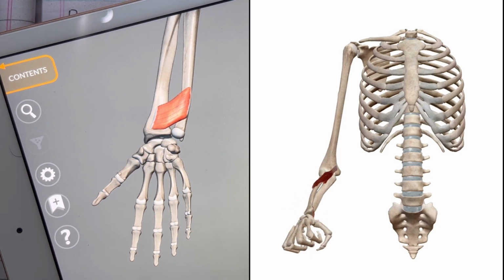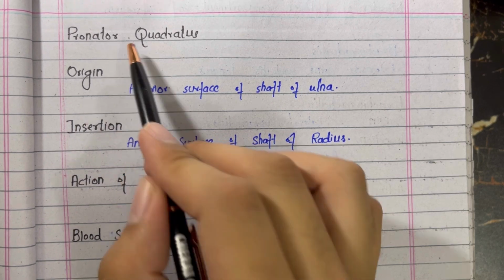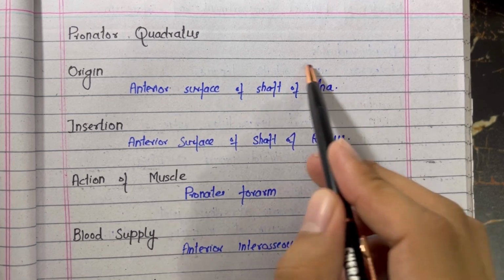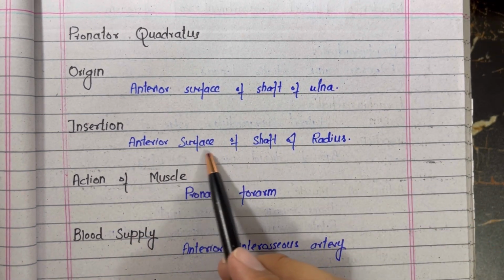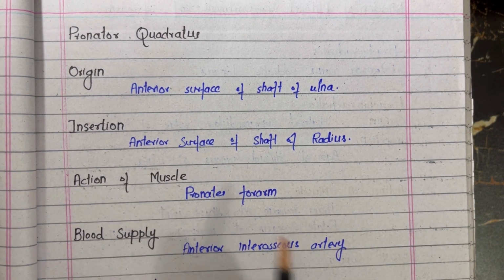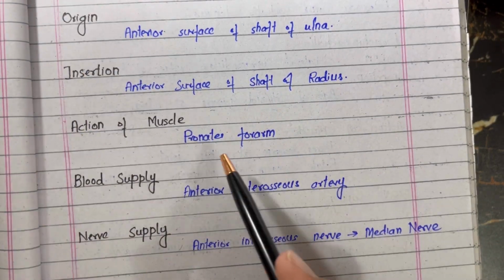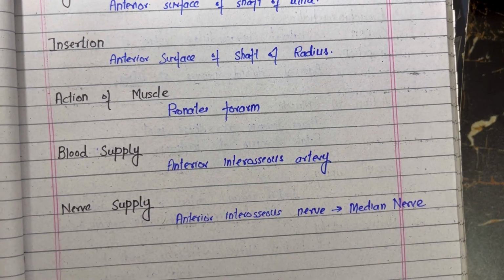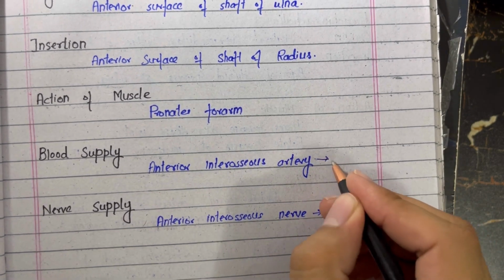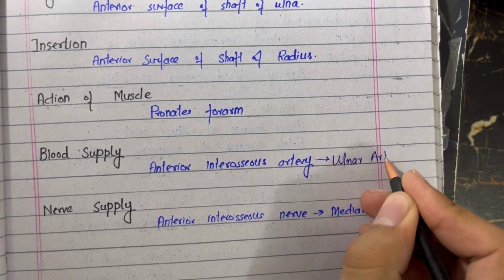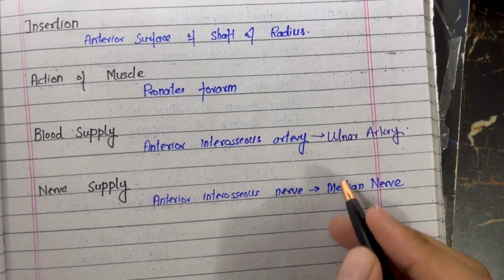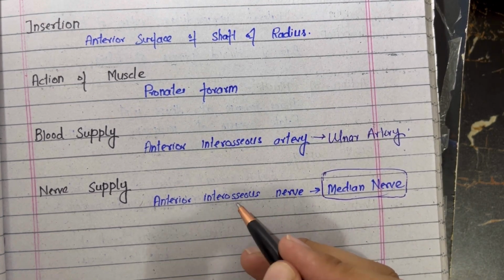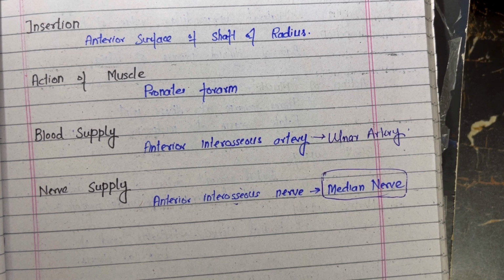forearm. Student, as we have discussed the anatomy of the pronator quadratus muscle, here we will overview this muscle. It originates from the anterior surface of the shaft of the ulnar bone, and it inserts into the anterior surface of the shaft of the radius bone. So this muscle, as its name indicates, the pronator, pronates the forearm, while this muscle is supplied by the anterior interosseous artery. Student, the anterior interosseous artery is the branch of the ulnar artery, and this muscle is innervated by the median nerve, and the median nerve gives a branch to the anterior interosseous nerve, which innervates the pronator quadratus muscle.